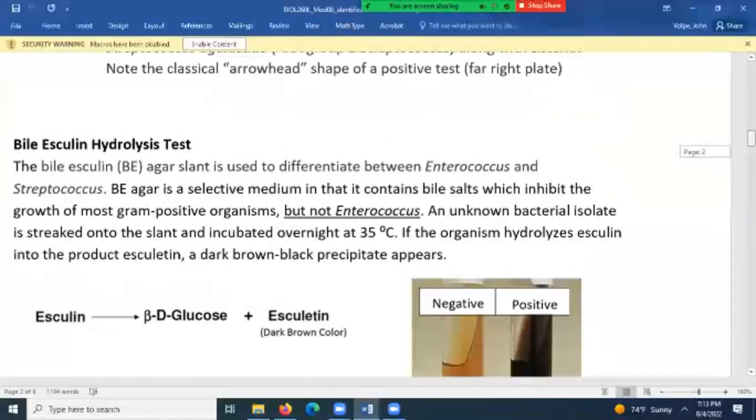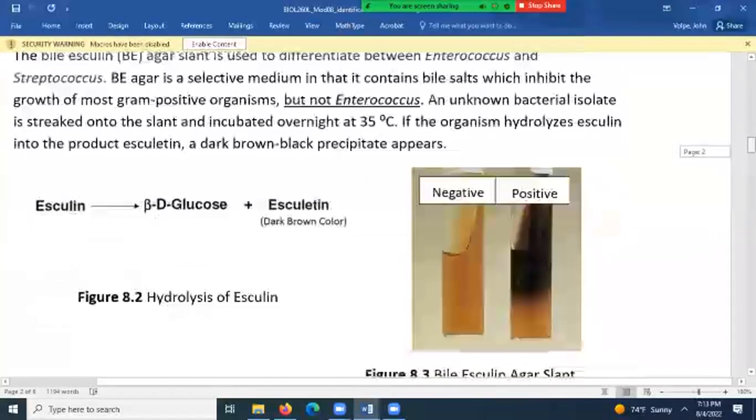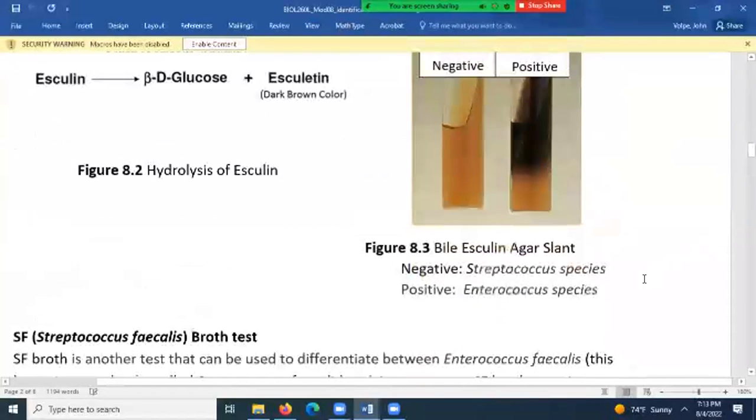So this test can be used to differentiate between Enterococcus and Streptococcus. Streptococcus species are negative. They do not hydrolyze esculin. Enterococcus is positive. It does hydrolyze esculin and turn a very dark color in the agar.